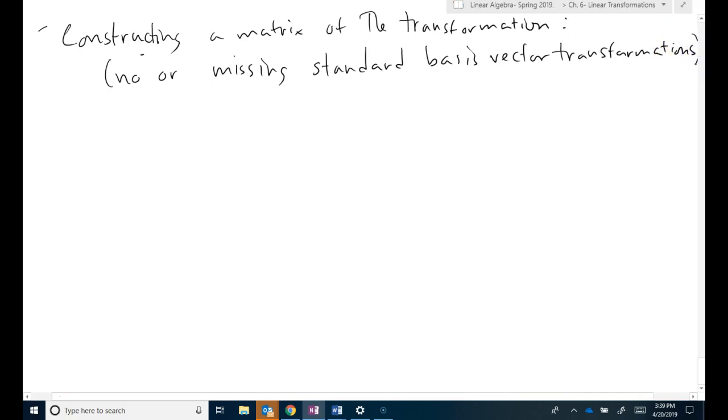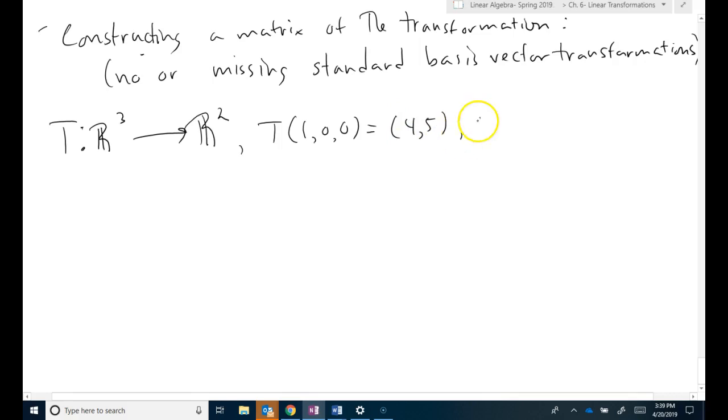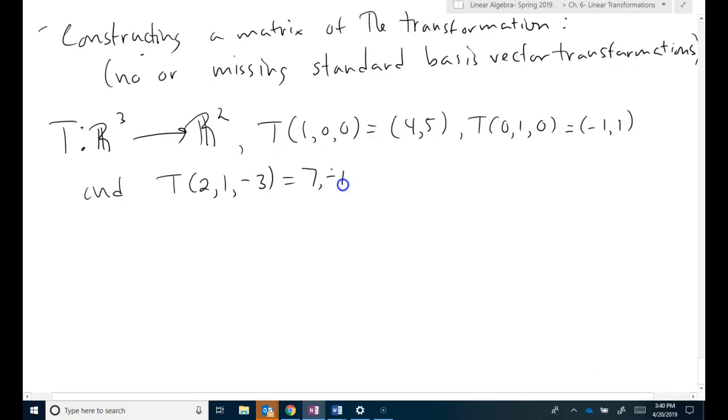Okay. All right. So let's say, for example, we have T. We're going to go from R3 to R2. Yes, R3 to R2. Okay, and what we know is T of (1, 0, 0) will go to (4, 5). T of (0, 1, 0) will go to (-1, 1). And T of (2, 1, -3) will go to (7, -1).